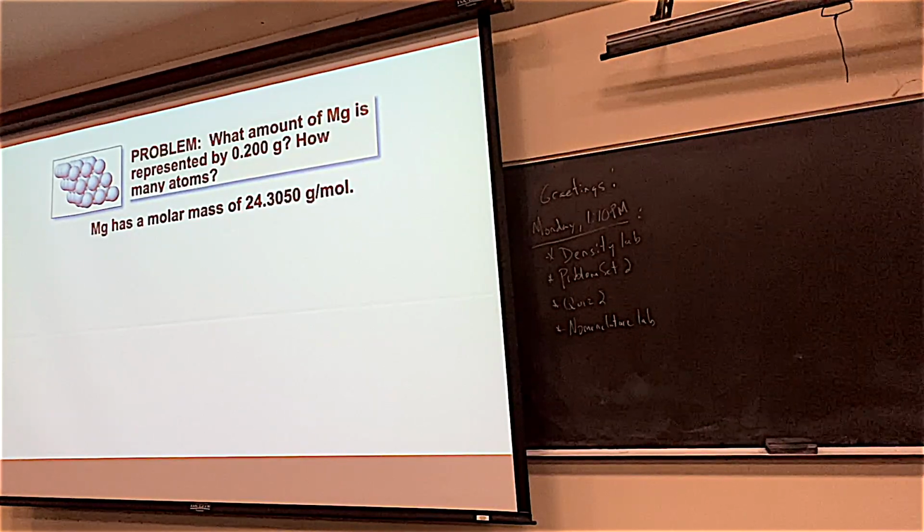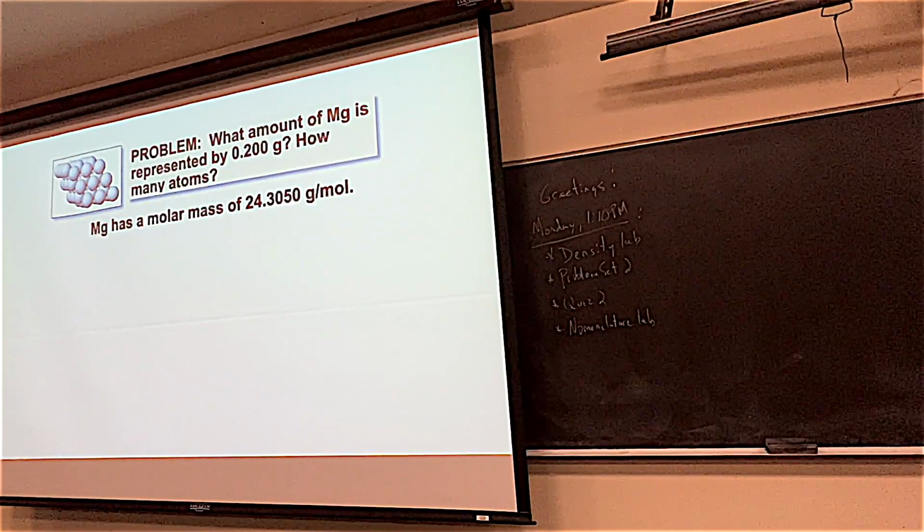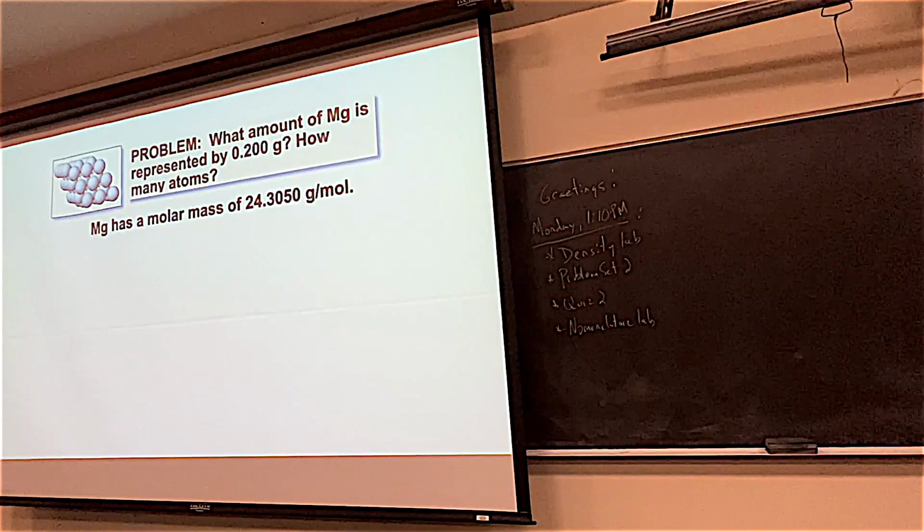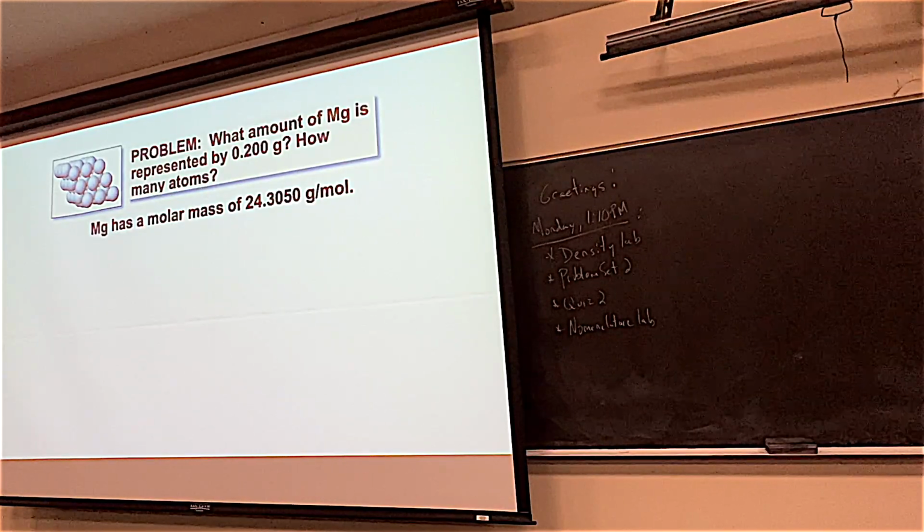It is kind of cool to visualize. 0.2 grams would fit on your finger. It's a really, really small amount of magnesium.